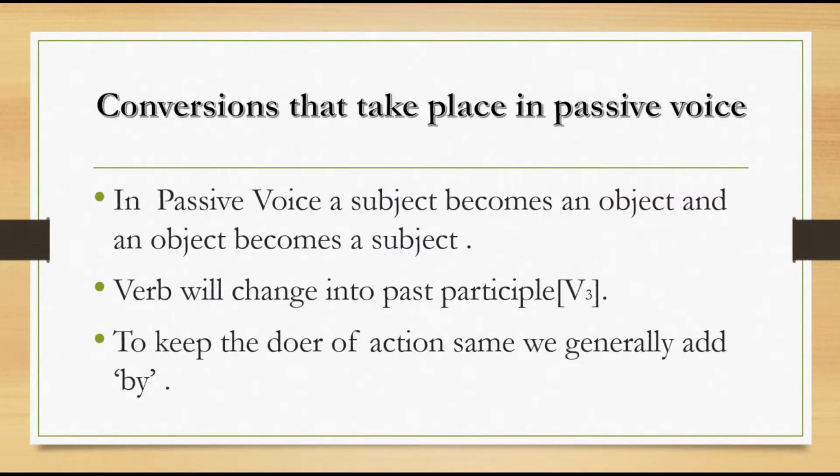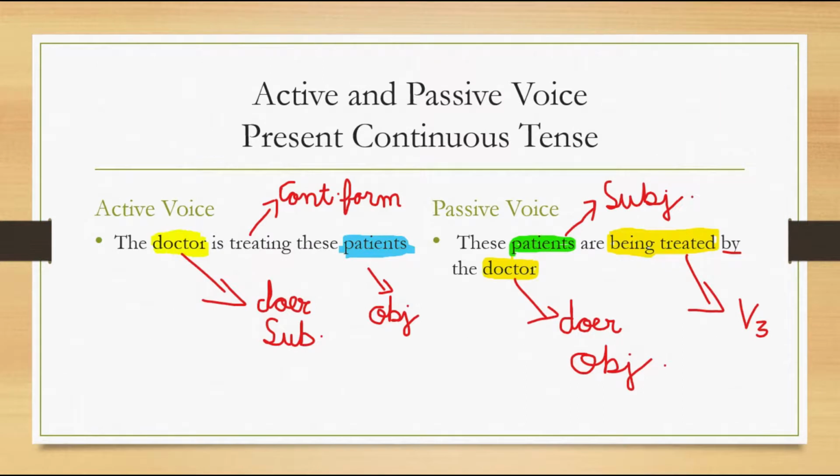Dear students, please remember you cannot change the doer, because if you do that, the whole meaning will change. You cannot say the patients are being treated the doctor. No, it's wrong. So the correct sentence is treated by the doctor. By the doctor, because he is doing the action. Understood, students? So this is your simple present continuous tense.